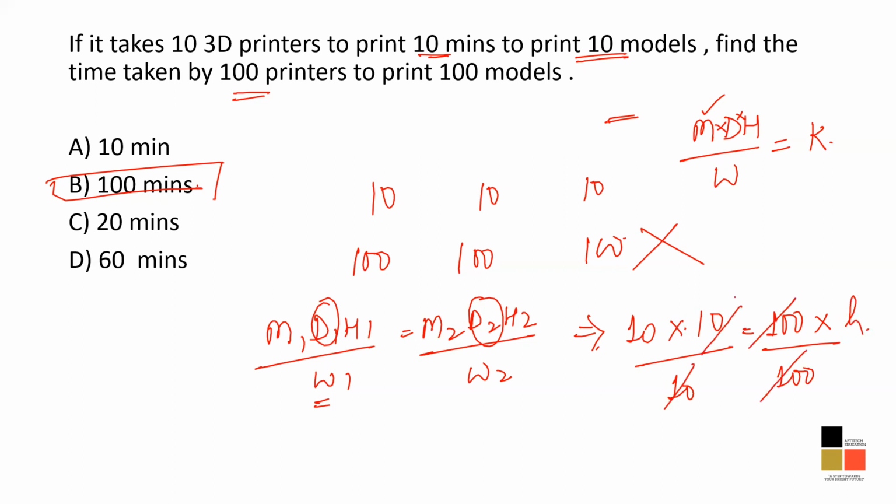So you can find out from here that your value of H, that is the time, directly comes out to be 10 minutes. So my answer is that it takes 10 minutes for 100 printers to make 100 models. My answer is option A, that is 10 minutes. It's not B, it's not an analogy question, it's a man-days concept question. My answer is option A, 10 minutes.